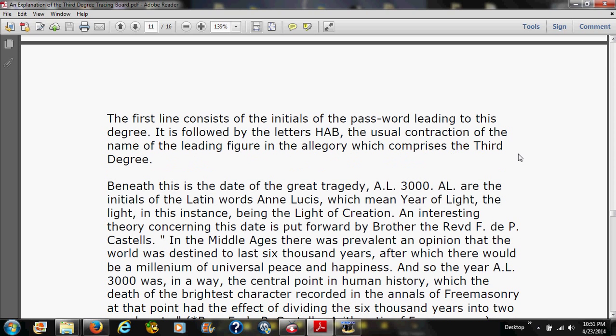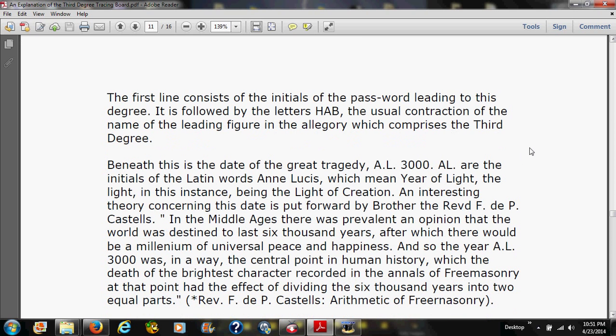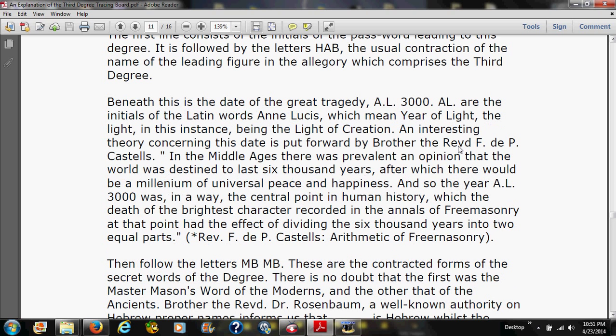The first line consists of the initials of the password leading to this degree, and it is followed by the letters H-A-B, and the usual contraction of the name of the leading figure in the allegory, which comprises the third degree. Beneath this is the date of the great tragedy, AL 3000. AL are the initials of the Latin words Anno Lucis, which means year of light, the light, in this instance, being the light of creation.